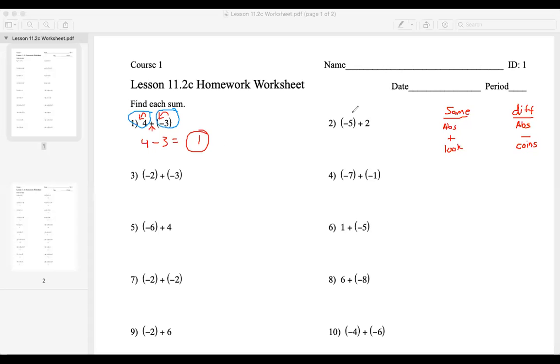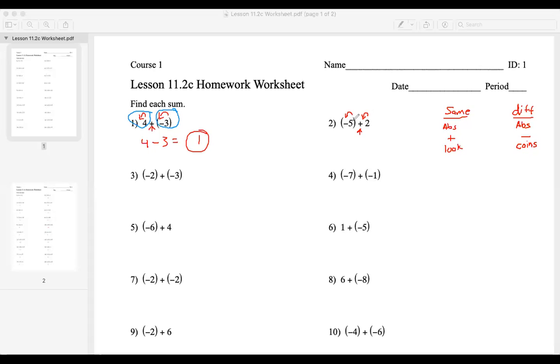Second one, I look at, oh yeah, we're adding, step 1, because tomorrow we're going to be subtracting. 5 is negative and 2 is positive. How do I know 2 is positive? There's no sign there, right? We leave off the positive when it's positive. 2 is positive, 5 is negative.